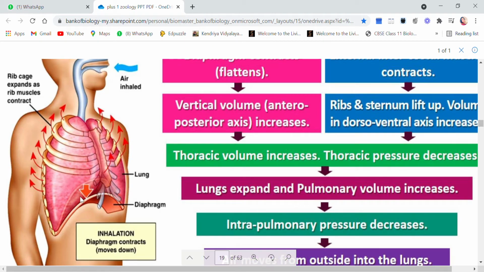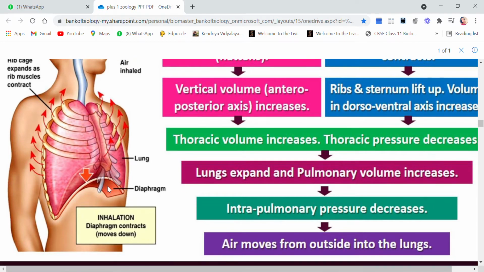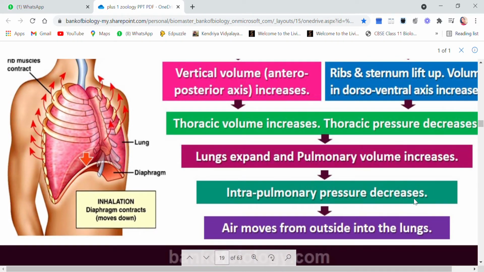have got more space, they have got a lot of space, so lungs will also try to expand. Now, because the lungs have expanded, the pulmonary volume increases, that means now lungs can have more air than they were having earlier. Earlier they had less volume, now their volume has increased, because the vertical volume has increased. Now, because of the increase in the pulmonary volume, intrapulmonary pressure also decreases.